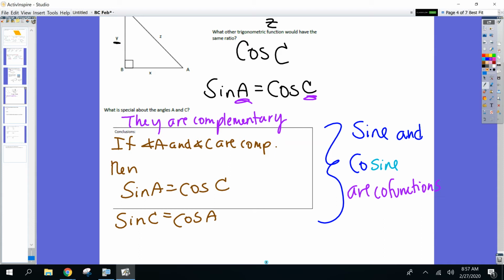Okay, well, let me do that again. It wasn't the reaction I expected. If sine and cosine are going to be equal to each other, their angles have to add to 90. Let's see if we actually understand that now.